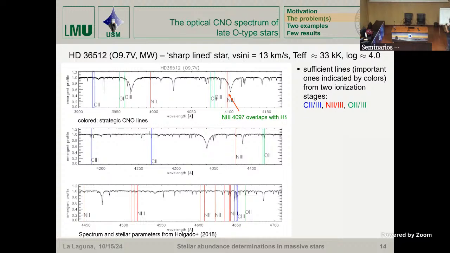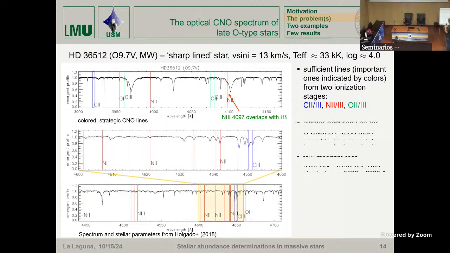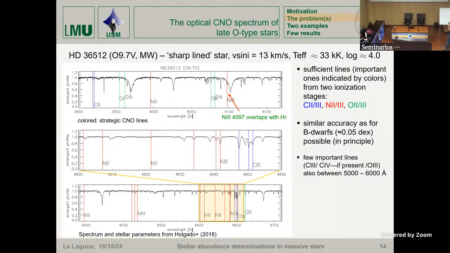You see, we have quite a large number of lines, not millions, but at least on the order of 10 or even 20 sometimes of these lines of two different ions, particularly in this regime here, where we have a couple of nitrogen and carbon-3 lines. And also in the realm of 5,000 to 6,000 angstrom, we have a couple of lines. So in this realm of the cool O-stars, we expect to have a similar accuracy as, for instance, for these B dwarfs, which I mentioned before. So on the order of 0.05 dex without error propagation.